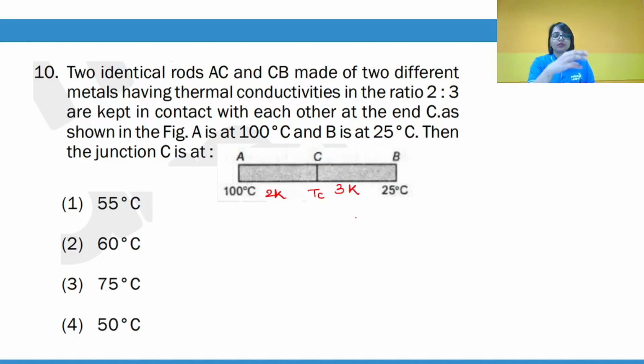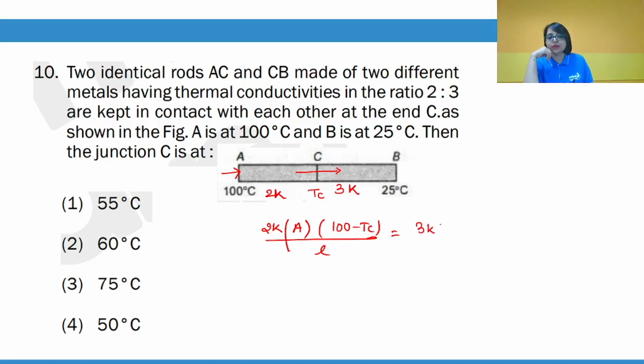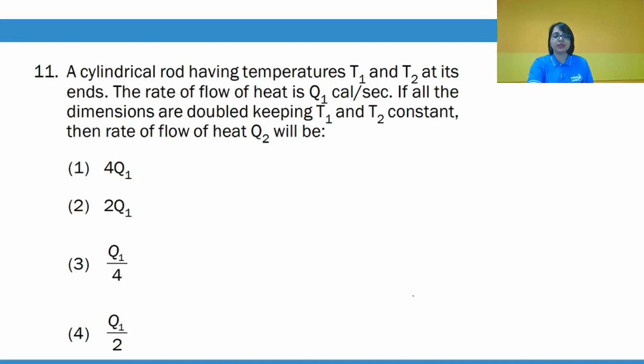So you can write the equation for the rate of flow of heat, because the heat which is passing through this will also pass through this, right? So you can write it as 2K A delta theta, that is 100 minus Tc, divided by L is equal to 3K A (Tc minus 25) divided by L. So after solving this equation, you'll get the value of Tc as 55 degrees Celsius.